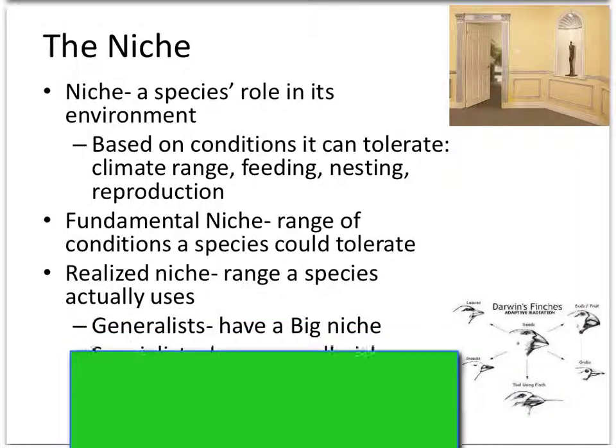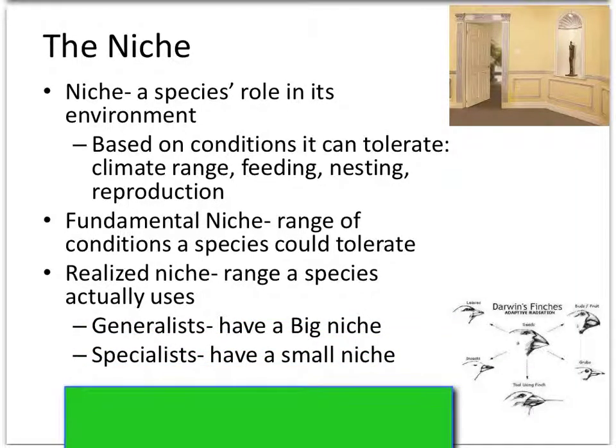Right? So generally speaking, a generalist is going to have a big niche, because think of somebody who's a generalist, they can do almost anything. They're not a specialist, so they have a big niche. They can eat lots of food. They can survive in lots of temperatures. So they might have many roles in the environment, versus a specialist might have a very, very small niche.